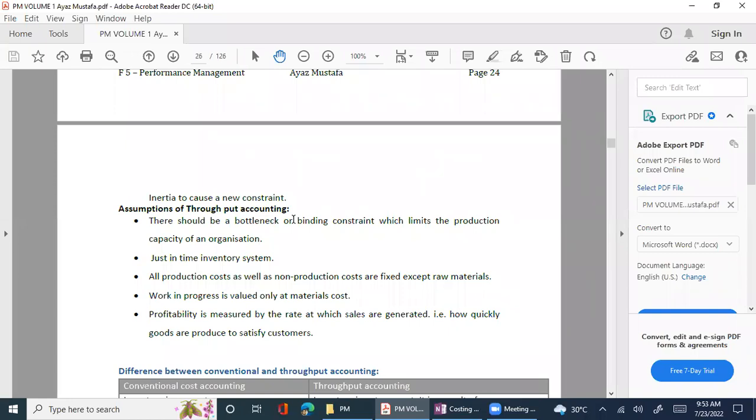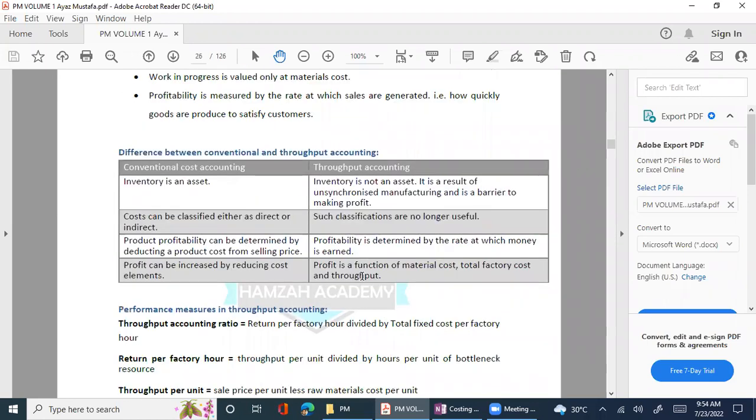So in order to satisfy the shareholders and the customers, we need to sell the products very quickly. So this will be our profitability. If we compare conventional cost accounting and throughput accounting, in conventional cost accounting we say that inventory is a current asset. So inventory is reported as an asset. But in throughput accounting, inventory is not an asset. It is a result of unsynchronized process.